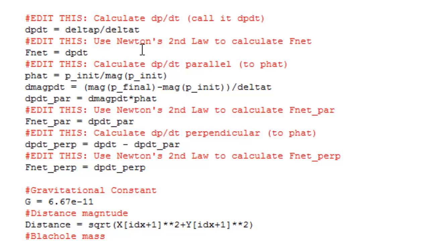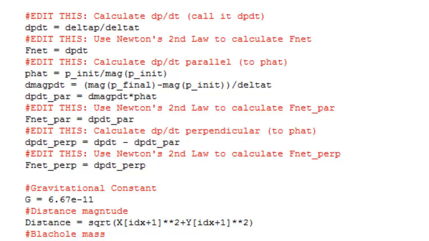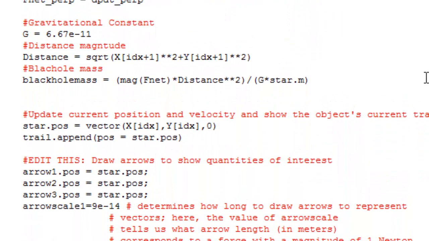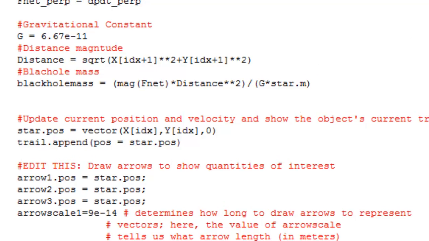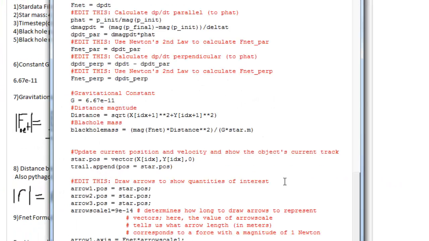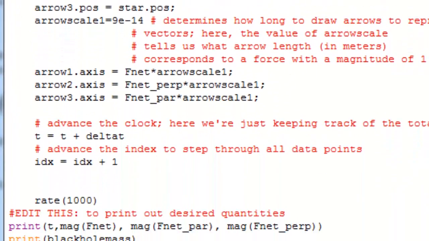As I said in my data, F net is equal to delta p divided by delta t, and that's equal to dp dt. I compute also the F net parallel and my F net perpendicular. Instead of making it separate, I spread my black hole mass formula, I did it in Python, applying the G 6.67 e minus 11, the distance, I used the Pythagorean theorem, the black hole mass, that is F net magnitude times distance squared divided by constant G times star mass, as I said in my formula. From that, I got also my arrow scale, that in my case was 9 e minus 11. Also, I got the array 1000, and I wrote to print the black hole mass.